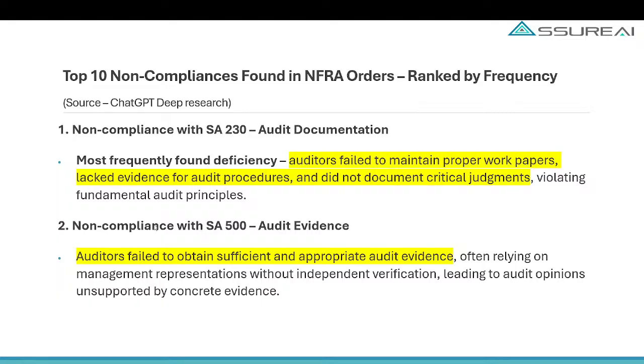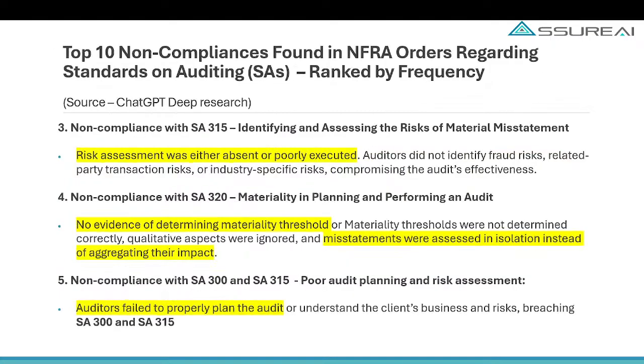So the next one is auditor failed to obtain sufficient appropriate audit evidence. So obviously, this can very well be achieved using Assure. Risk assessment was either absent or poorly executed. So here there is a framework for materiality, risk assessment at the time of materiality and fixing the materiality threshold. Everything is handled in line with SA. No evidence of determining materiality threshold. Misstatements were assessed in isolation instead of aggregating their impact. So there is no such possibility in Assure.